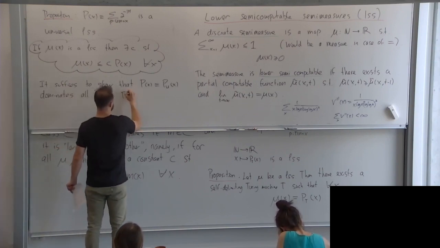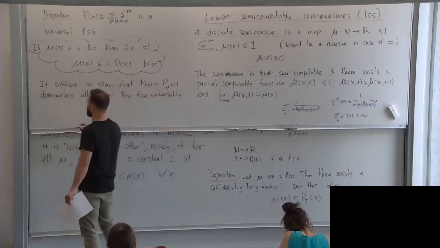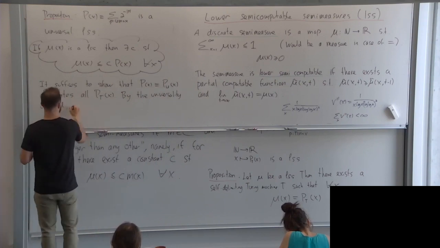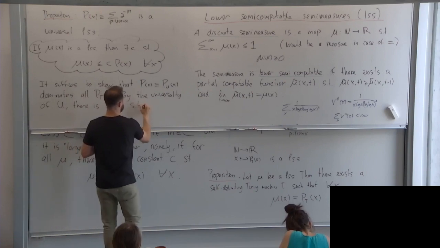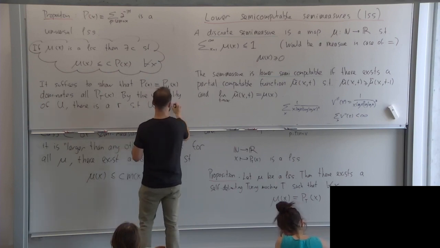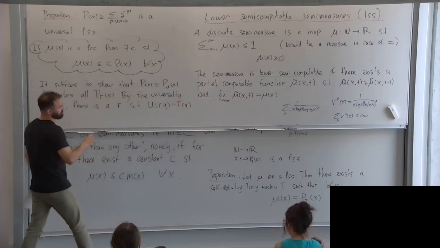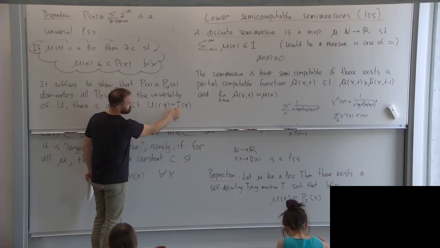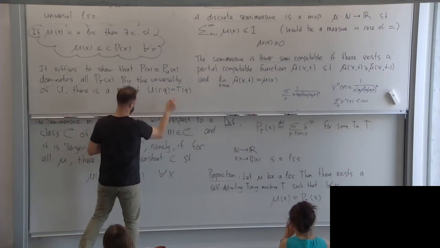And we invoke the universality of U. By the universality of U there is a program R such that U of RQ is equal to TQ. In fact, by our definition, R was a self-delimiting encoding of the Gödel number of the Turing machine T.